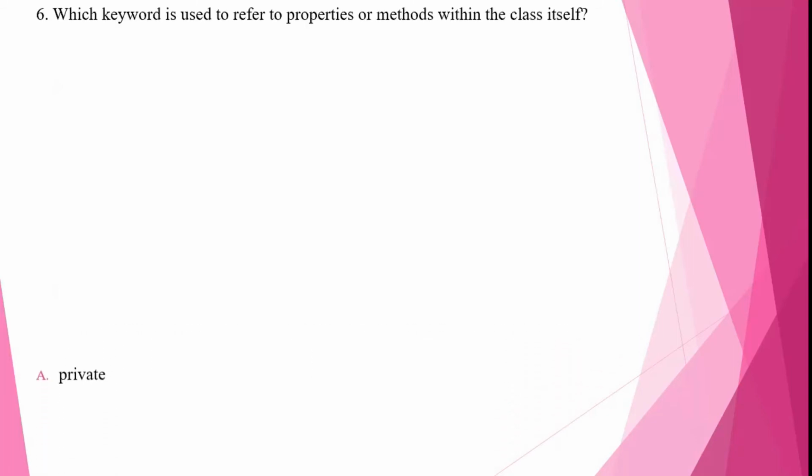Next one, which keyword is used to refer to a property or method within the class itself? The first option is private, next one public, third one protected, and the last one $this. So the right answer is $this.